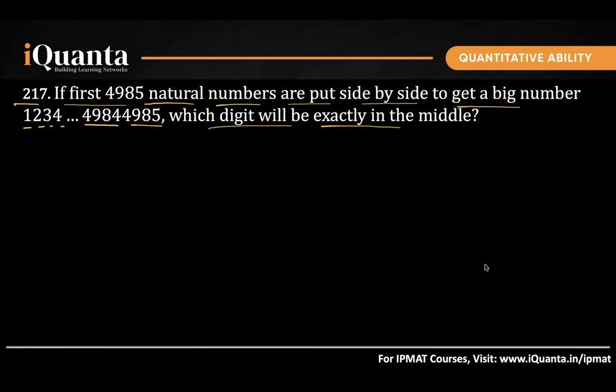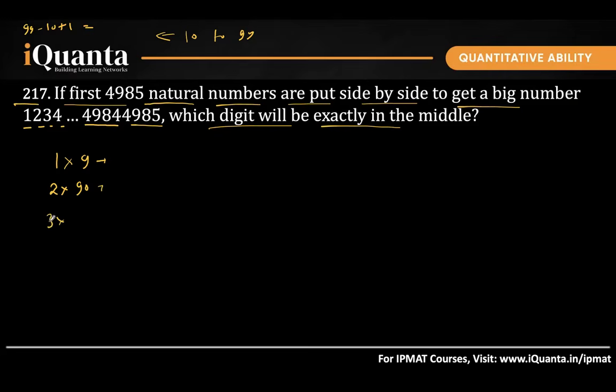Okay, let's do this. First of all, you need to count how many digits are there. If you talk about one digit numbers, there'll be 9 one digit numbers, 1, 2, 3, 4, 5, 6, 7, 8, 9. If you talk about two digit numbers, all of them will give two digits. How many such numbers are there? 10 to 99. How many total numbers are there from 10 to 99? Last term minus first term plus 1. That is 90. So 90 numbers, giving 180 digits, will be contributed by two digit numbers.